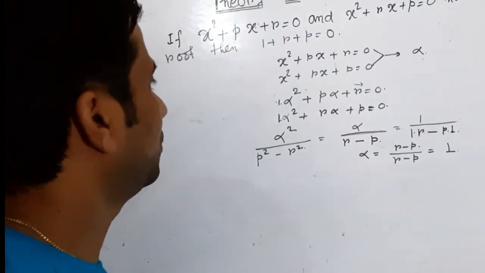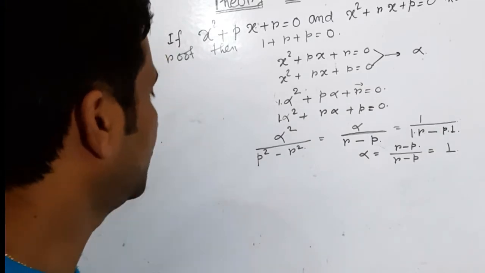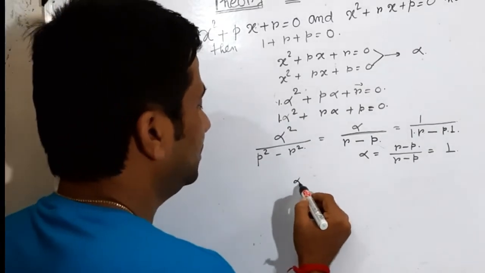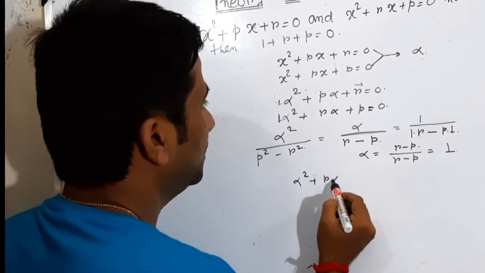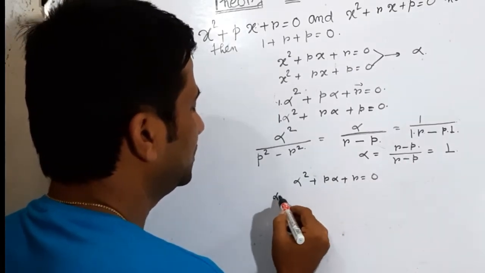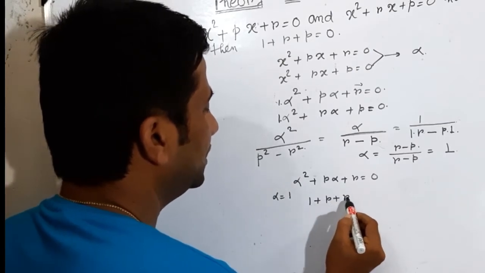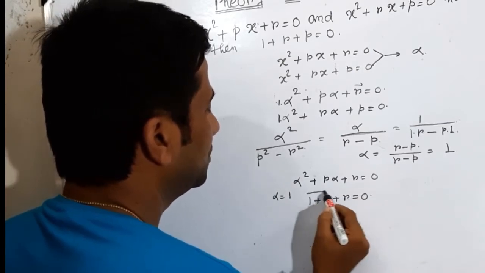Since alpha is equal to 1, putting the value in this equation, we get alpha square plus p alpha plus r is equal to 0. Putting alpha is equal to 1, we get 1 plus p plus r is equal to 0.